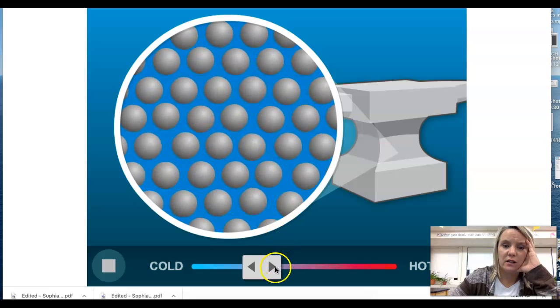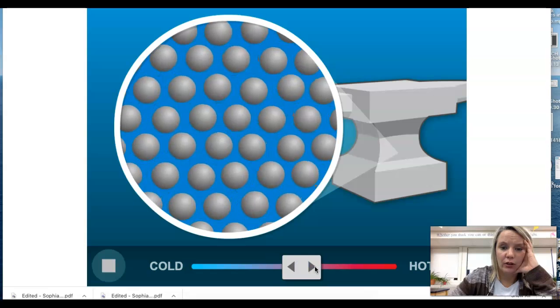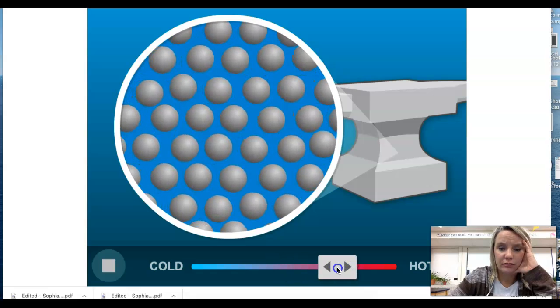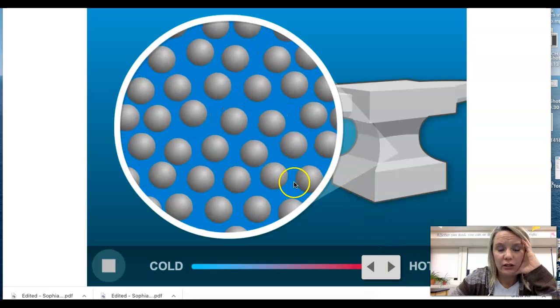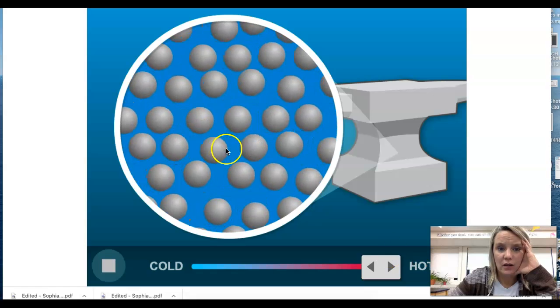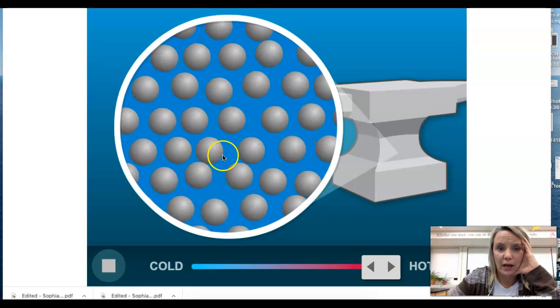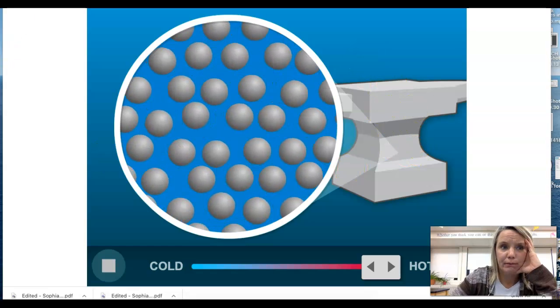Now what happens if I continue to heat this up? Will this metal object eventually melt? It could. You know, if we kept cranking up the heat, these molecules would eventually slip past each other just like they do in a liquid, and this object could liquefy.